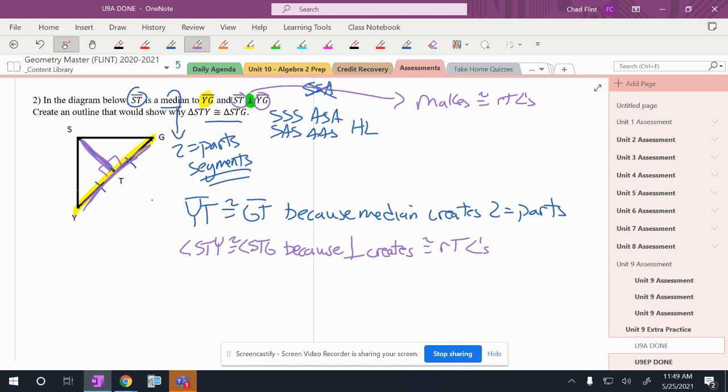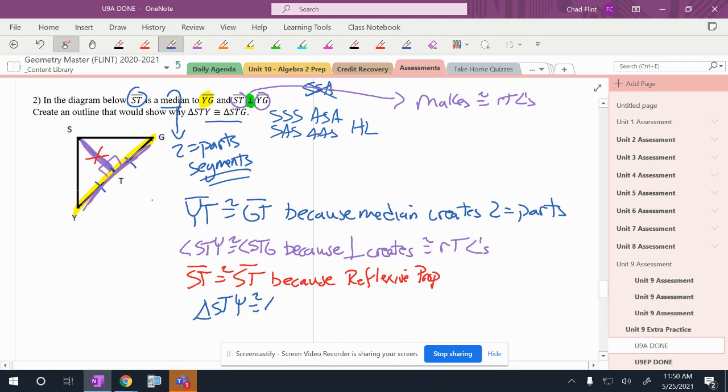There's nothing else up there, which means that now I should look and see if they missed something or if there's vertical or reflexive property. I see reflexive property right there. So ST congruent to ST because, and I can say anything's equal to itself or reflexive property. I'll say reflexive property this time. My 4th statement should tell me why the triangles are congruent. So triangle STY is congruent to triangle STG.